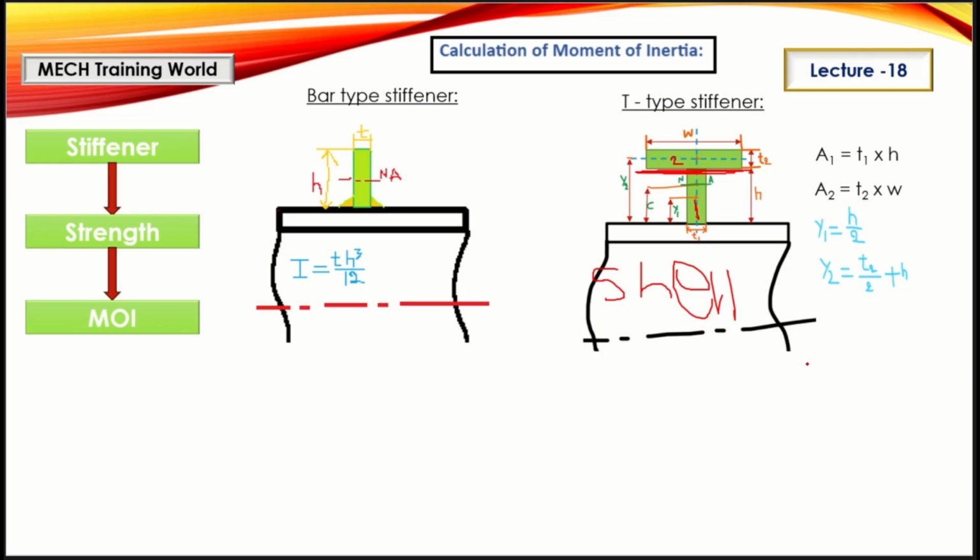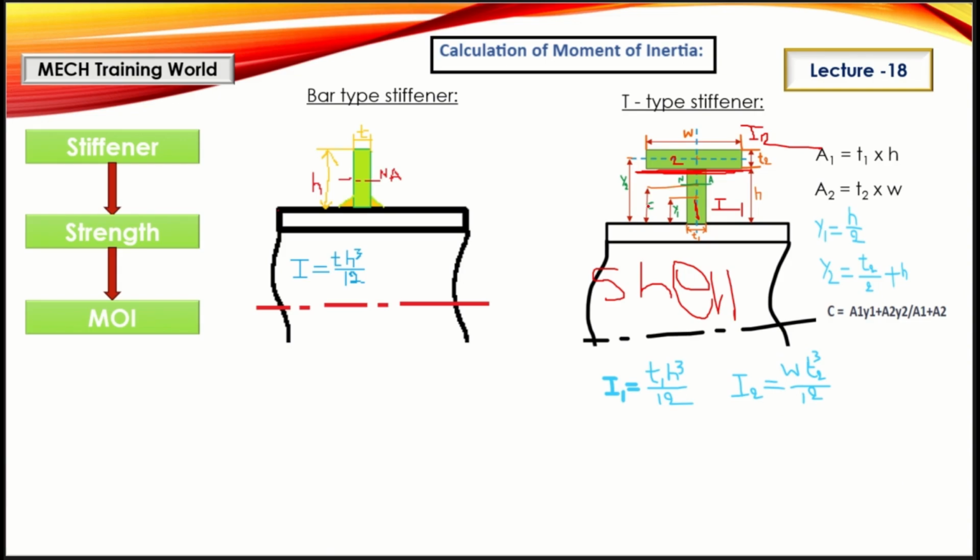So let's try to find out the moment of inertia for each section, guys. Let's say this is I1 and this is I2. So I will find out the moment of inertia for the different sections. I1 is equal to T1 H cube by 12. So same like this, I2 is equal to W into T2 cube by 12. So this is how we need to calculate I1 and I2 for this T section.